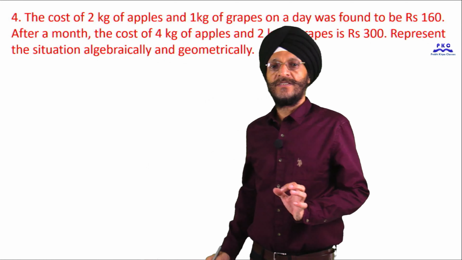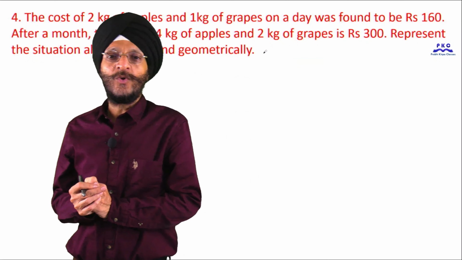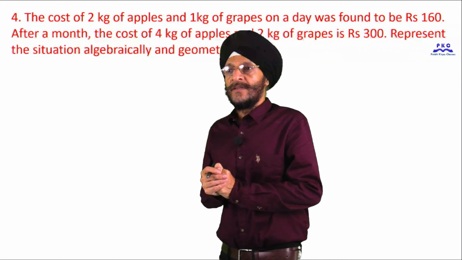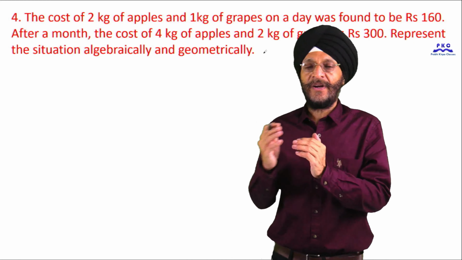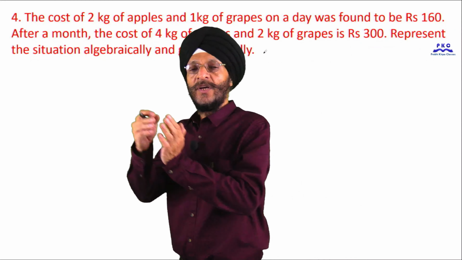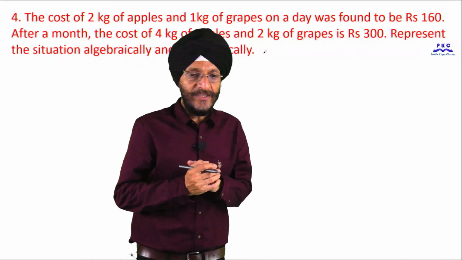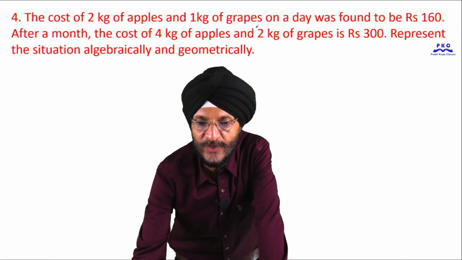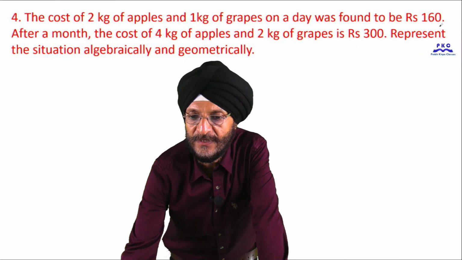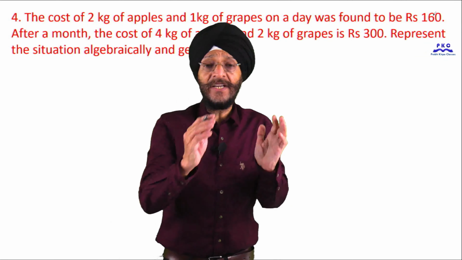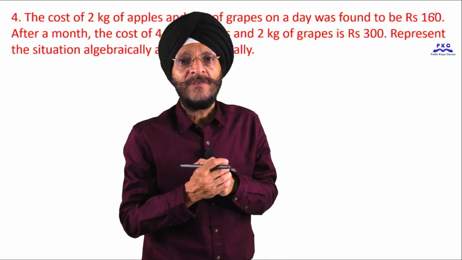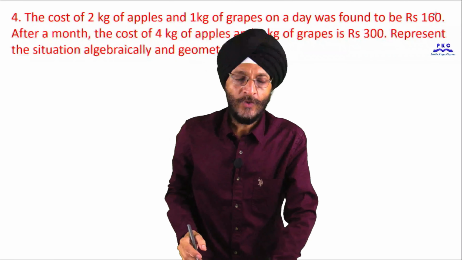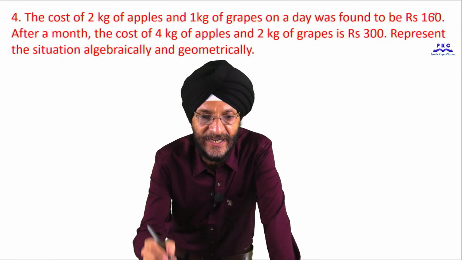Here this question pertains to the chapter linear equation in two variables. As I already told, in the case of two variables, one variable may be x, the other may be y, or one variable may be p, other may be q. So here in this question it is given that cost of 2 kg of apples and 1 kg of grapes on a day was found to be rupees 160. But it is not clear from the question what is the cost of apples and what is the cost of grapes. So here we will assume the cost of apples and grapes.